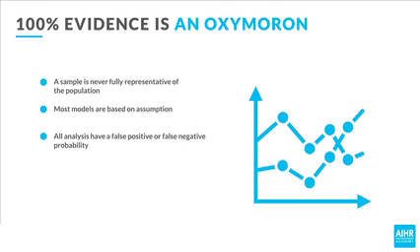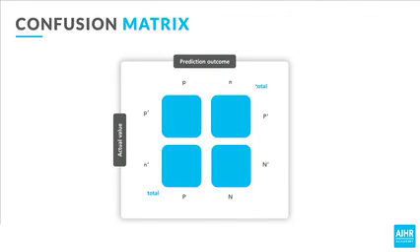And all analyses have false positive and false negative probabilities. And that's when we end up with a confusion matrix. When you predict a certain outcome, and your prediction is positive, so you expect a statistically significant result, and it is a statistically significant result, and the actual value, the real value, is also positive, you have a true positive.